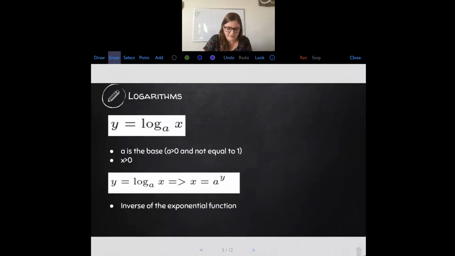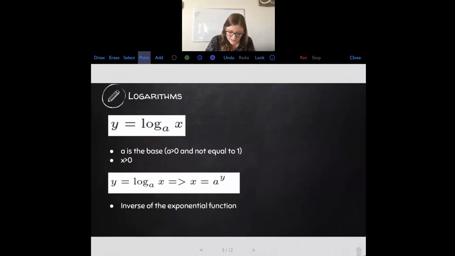Okay, so first, logarithms. They come in the form of y equals log, with the subscript a, and then x. So a is what's called the base of the logarithm. A must be greater than 0 and not equal to 1. So that means a can't be negative, can't be 0, and it can't be 1, and x has to be greater than 0.